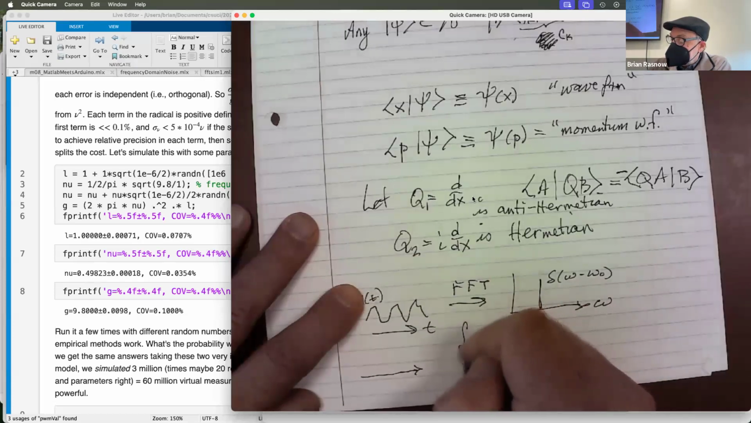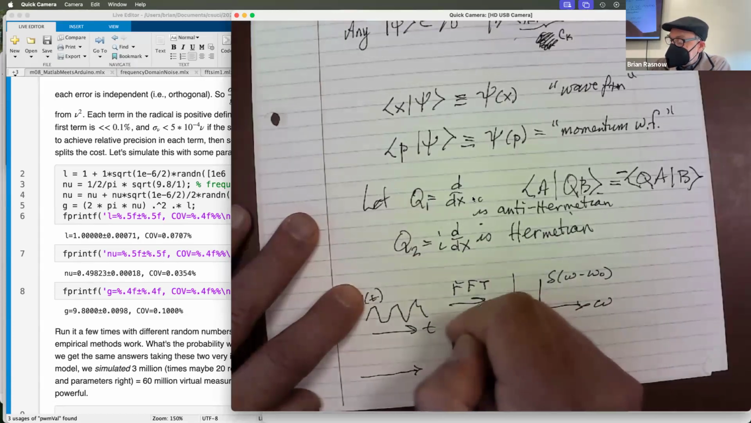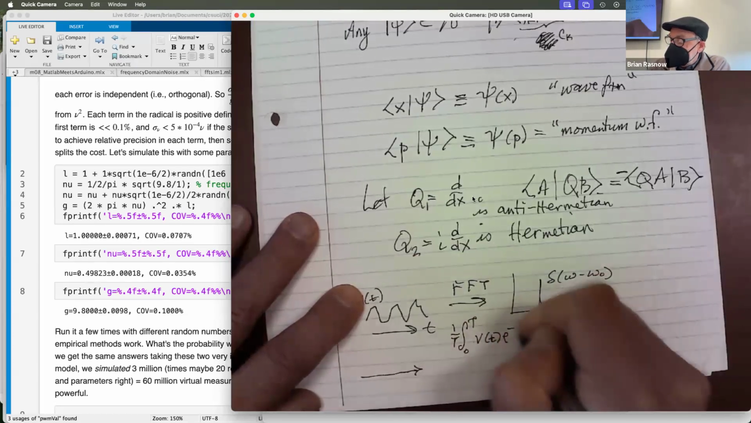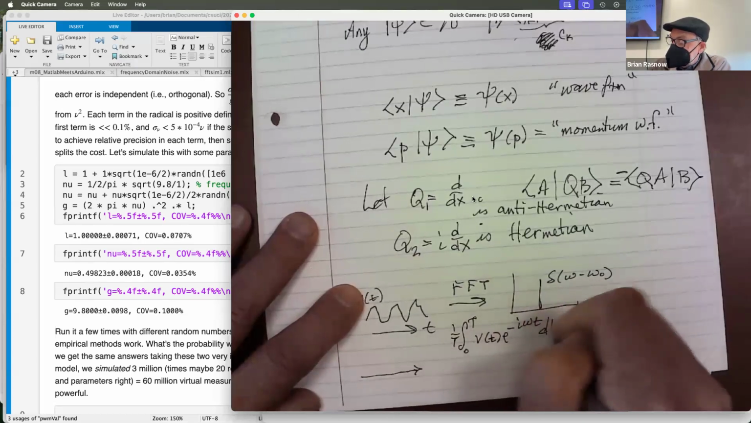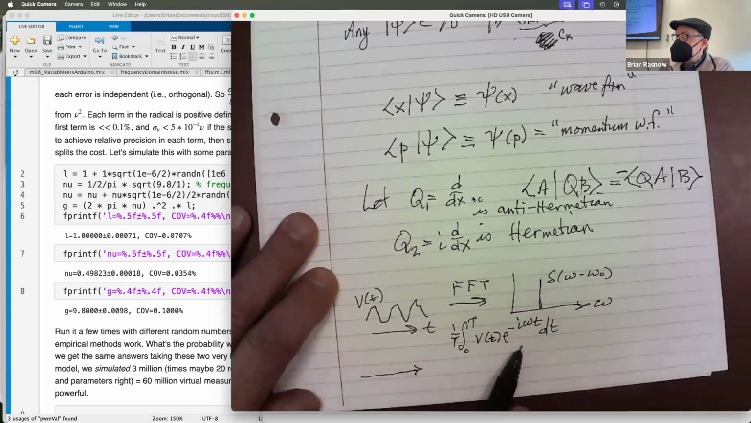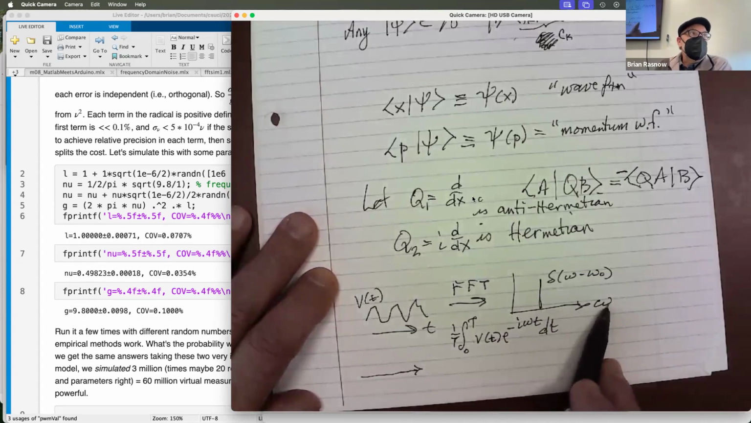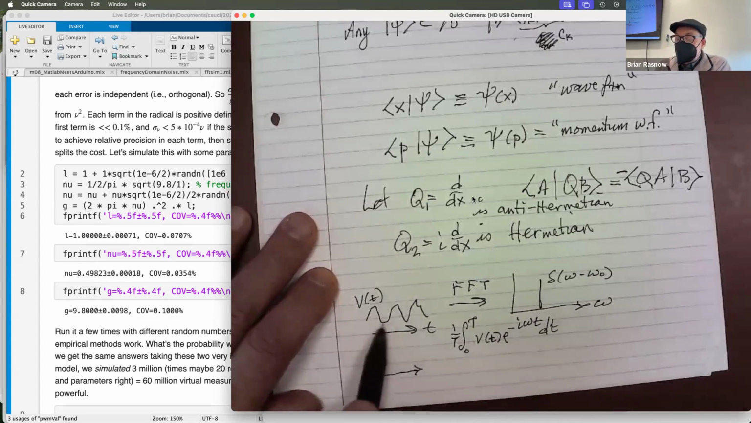So the integral from 0 to capital T, 1 over T, V of t e to the minus i omega t dt. That's our Fourier transform. So it killed t, right? T went out, t got integrated away, and it left me with omega. And for different values of omega, I get 0, 0, 0, 0, bloop, 0, 0, 0, 0, right? And which omega do I get? The omega corresponding to this one.